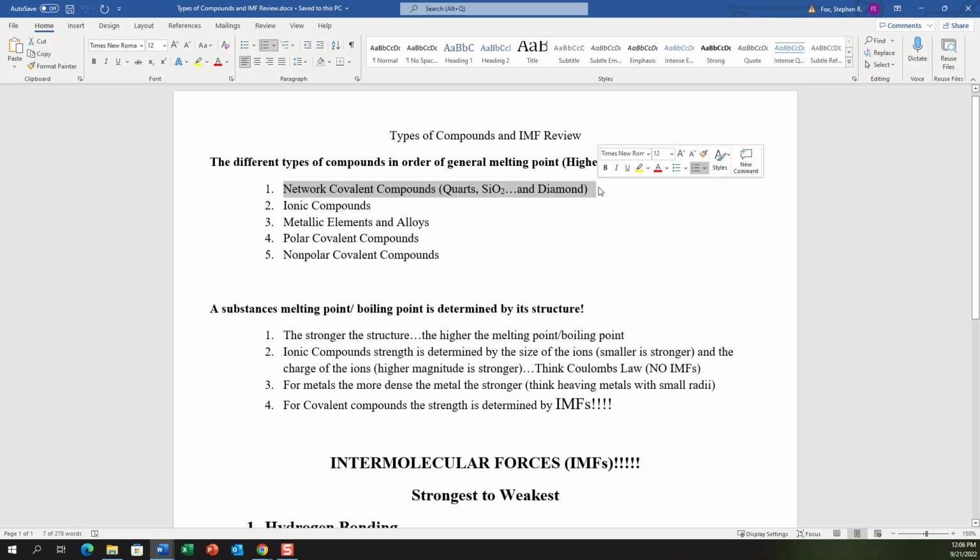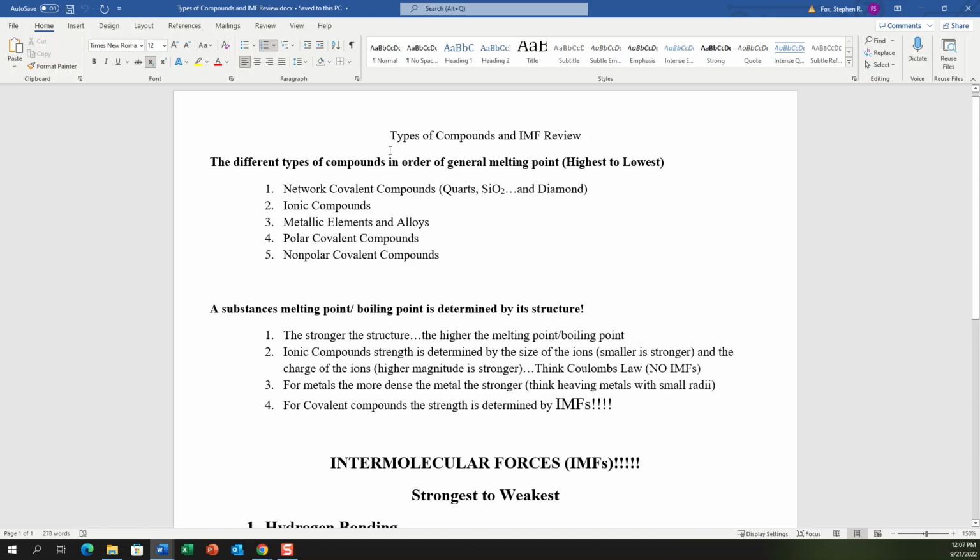covalent solid. Okay, so we're looking for silicon dioxide, solid silicon, or solid carbon. That's what we're looking for. If we have one of those, we're going to assume that's our strongest structure. We call those network covalent compounds. Network covalent, and carbon would be a network covalent element. It's not a compound. But those would be top dog.